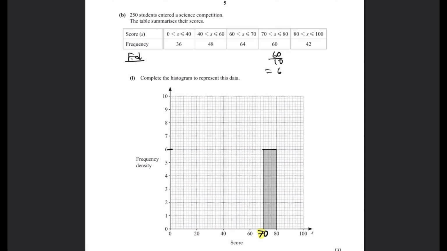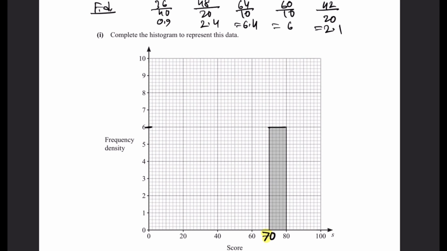In the same way, 42 divided by 20 is 2.1, and 64 divided by 10 is 6.4. 48 divided by 20, 60 minus 40, is 2.4. And 36 divided by 40 is 0.9. Now let me use all these values in this histogram.